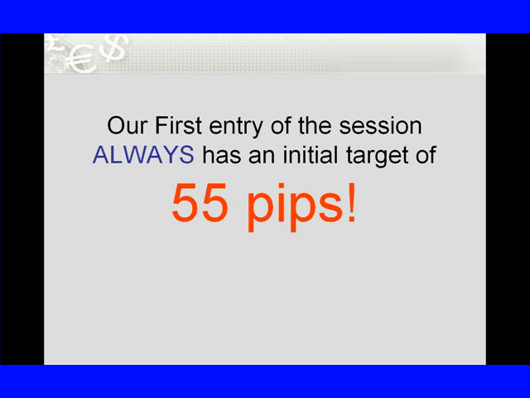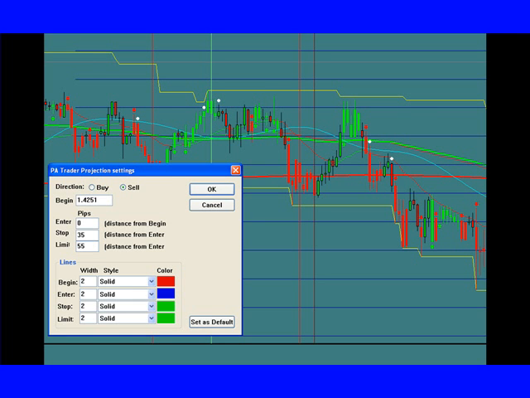All right. Now, our first entry of this session always has an initial target of 55 pips, right? So here's a chart, and we're going to downtrend, and we need the big boys to enter it. There they come in at the white dot, okay? So we measure from that white dot, and we're waiting for our signal, right? There's our signal coming in. So we use the PAT projector. It's pre-set up on my right here for a 35 pip stop and a 55 pip limit.